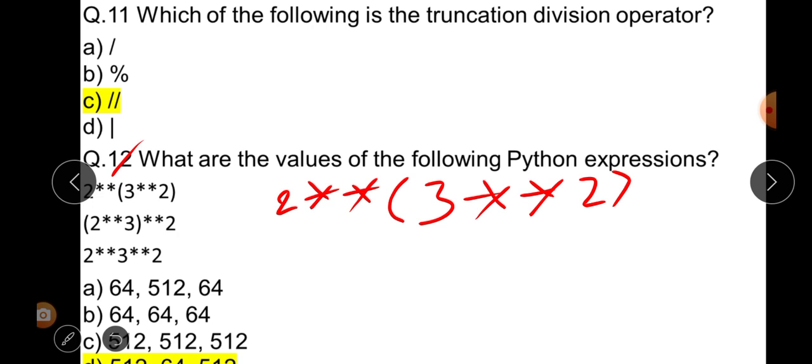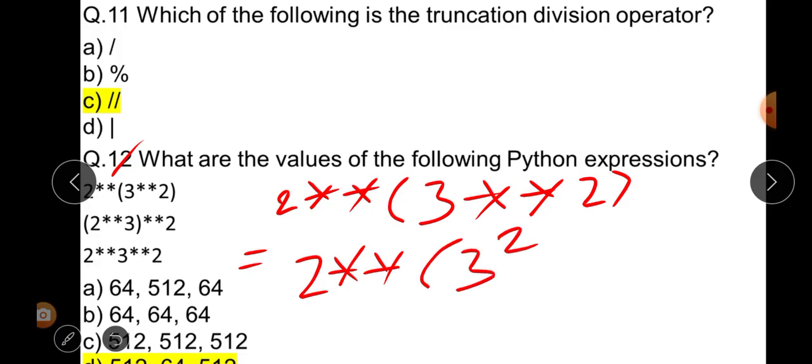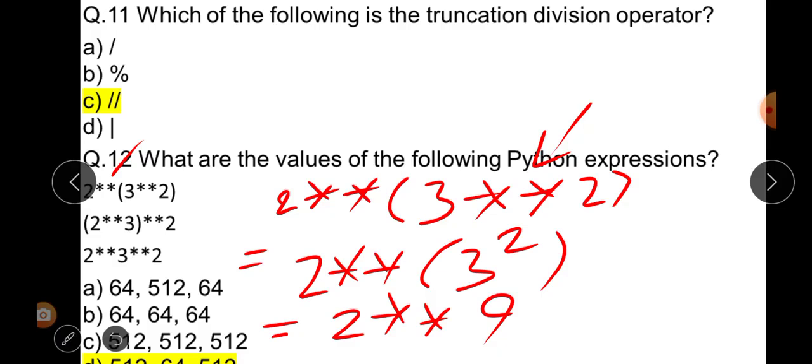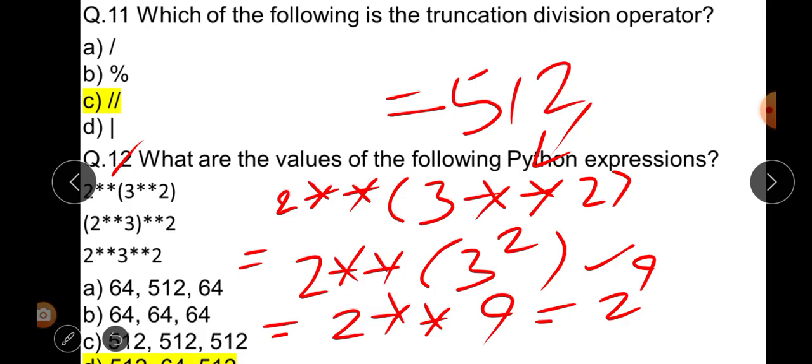Whatever is given in the parentheses should be solved first, and in this case it is 3 power 2, because double star basically represents exponent. So 3 power 2 will be calculated, which is equal to 9. It looks like this after solving the part given in parentheses. Now our final answer should be 2 power 9, and as we know, 2 power 9 is 512. So the first value should be 512.